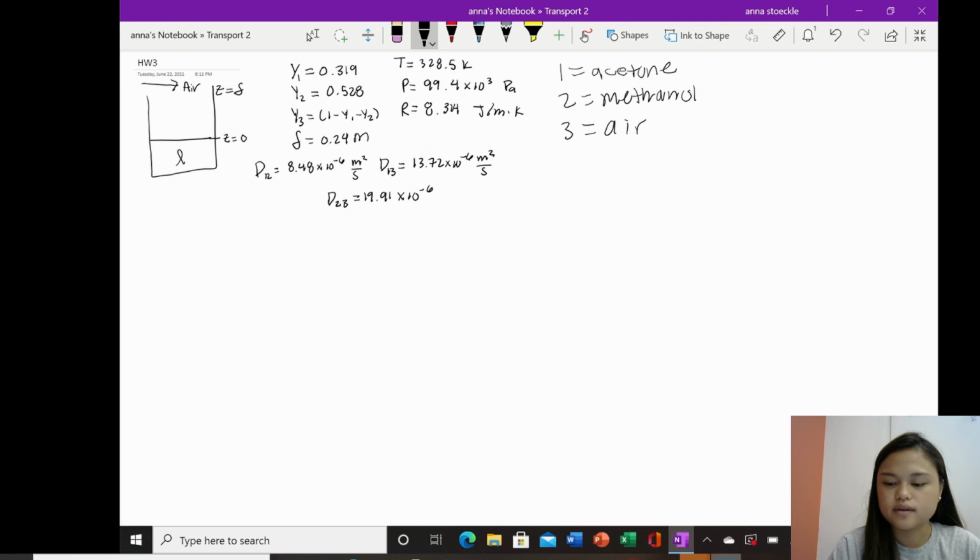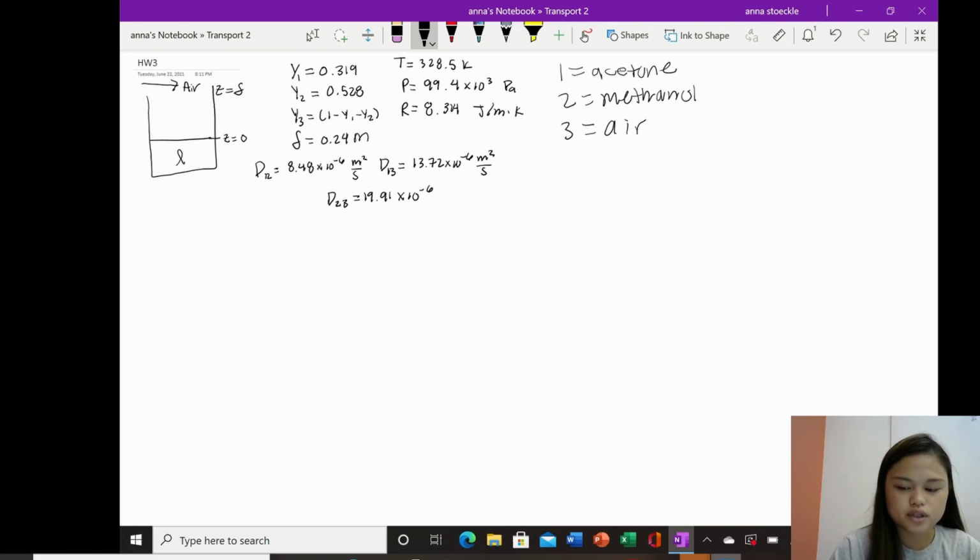Then we want to calculate the molar fluxes of acetone and methanol. The diffusion in the tube only takes place in one direction. The evaporation moves in the positive z direction, and the air moves in the negative z direction. However, air doesn't dissolve into the liquid, so we're just going to say the molar flux of air is 0. Given these Maxwell-Stefan pair diffusivities, we can solve for the molar fluxes by solving the Maxwell-Stefan equations.